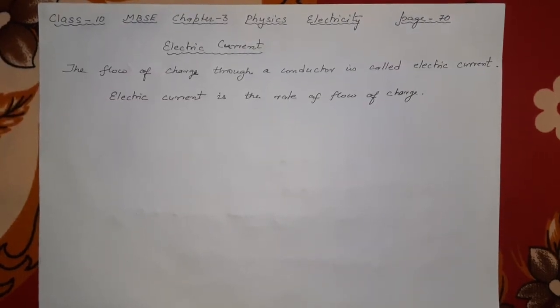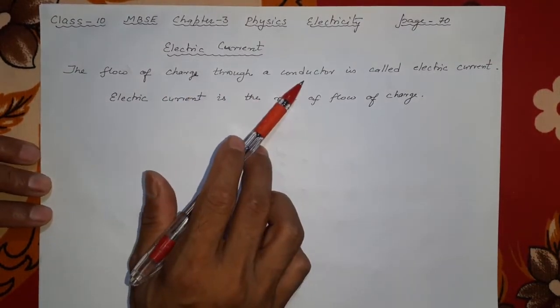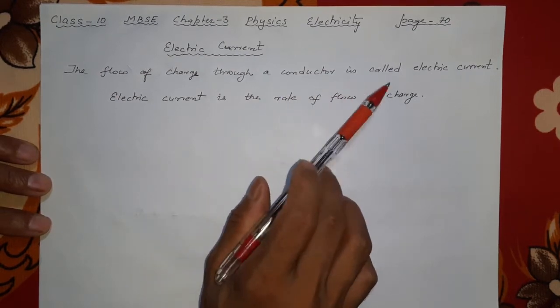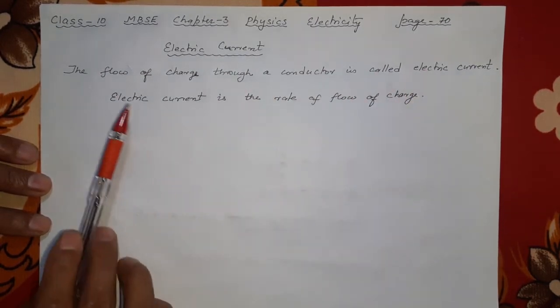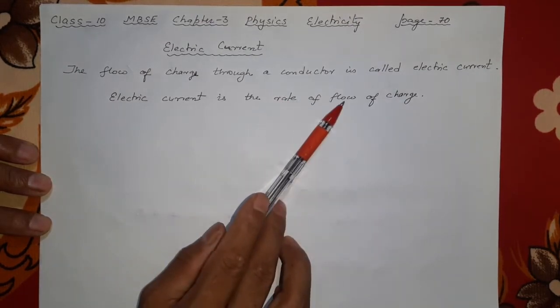Now what we do here is try to define what is electric current. The flow of charge through a conductor is called electric current. The flow of charge through a conductor means anything inside which charge can flow. It can be metal, it can be any other also. Electric current is also defined like this: electric current is the rate of flow of charge.